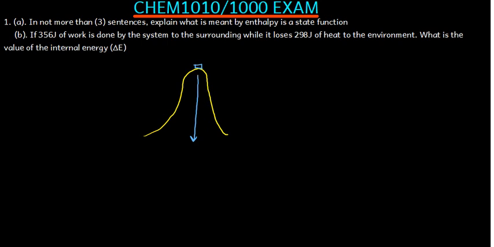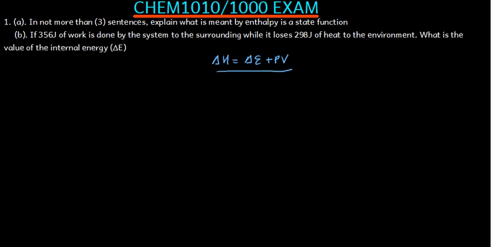Now a state function is simply a property that does not depend on the system's past but only on the current state. An example that you can give is enthalpy. So just from the equation, we know that change in enthalpy is equal to change in internal energy plus pressure times volume. All the things we are saying in this equation are state functions. The internal energy, pressure, volume, and also enthalpy, all of them are examples of state functions.